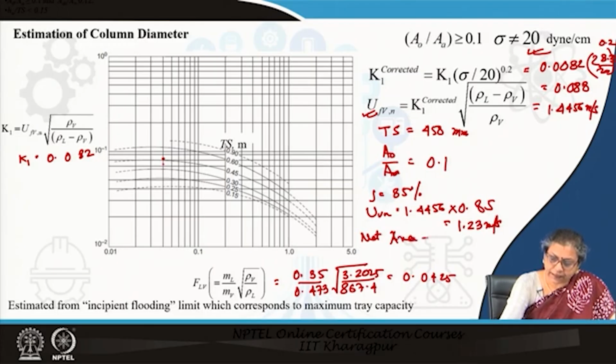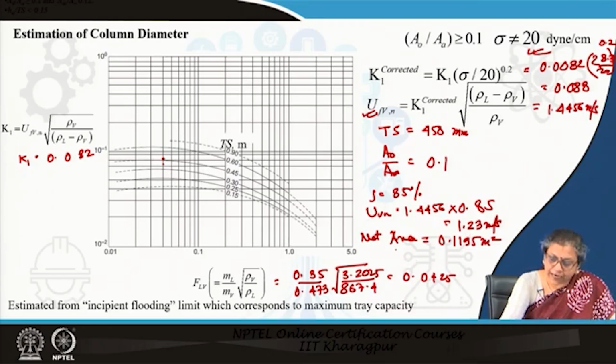The net area, what is it? It's just going to be once you have found this out, 1.23. So, from there you can find out the net area. The net area is going to be around 0.1195 meter square, right. UVN was equal to 1.23, perfect.